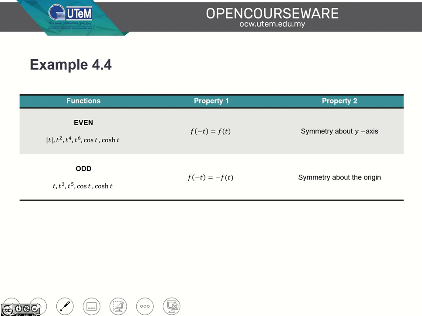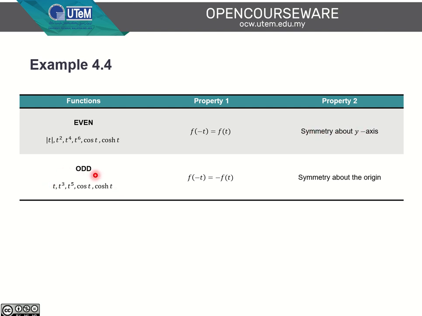I list down a few examples of even and odd functions. For even functions, the examples are absolute t, t squared, t to the power 4, t to the power of 6, the even powers of t, cos t, cosh t, and these functions have the property of f(-t) equals f(t), and they are symmetric about the y-axis.